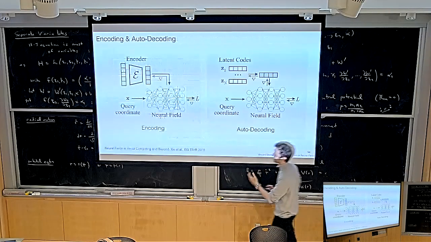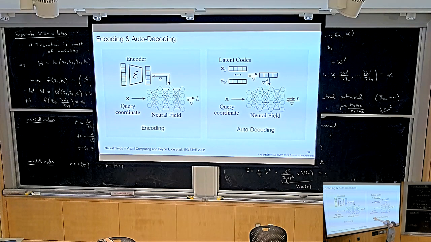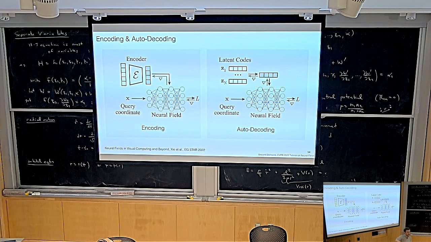Okay, so encoding and auto-decoding. Just for the record, I made these figures some time ago. Just to repeat, there's this encoder where you take your image or input, then you encode it into a latent code, then you predict the weights of your neural field, and then you can just use the neural field as your scene representation. And the auto-decoding that we just discussed is you just have this database of latent codes at training time, and then you auto-decode them instead of having an encoder. So that's just the difference.